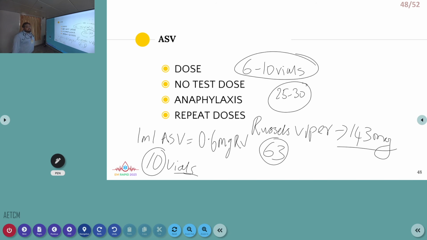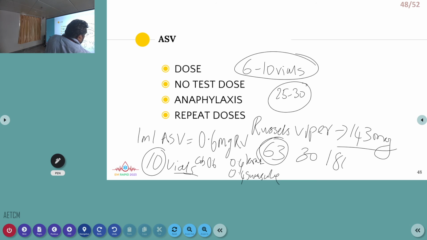So the maximum venom injected is by Russell's viper. For the rest, cobra is 0.6 again, then crate 0.4, and saw-scaled viper 0.4. These are the neutralization values for the cobra, krait and saw-scaled viper. If you give 10 vials, it will neutralize almost 63 mg, the average amount. And for the maximum of 143 mg, if you give 30 vials, it will neutralize 180 mg. So not more than 30 vials. That is the reason I am saying the maximum will be 30 vials.